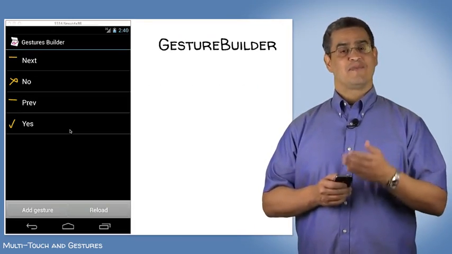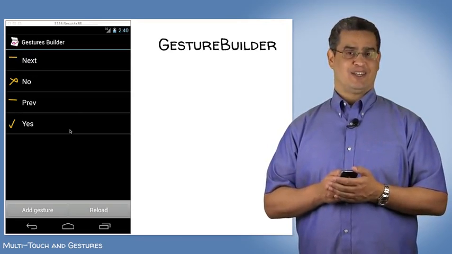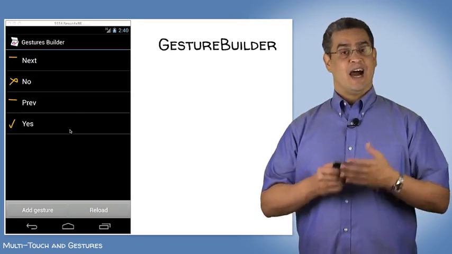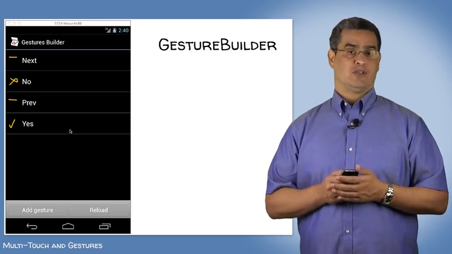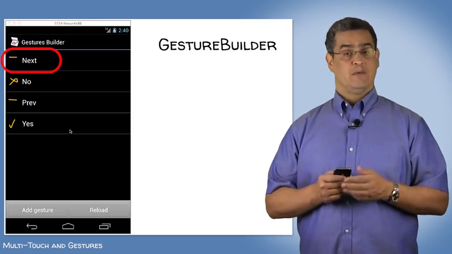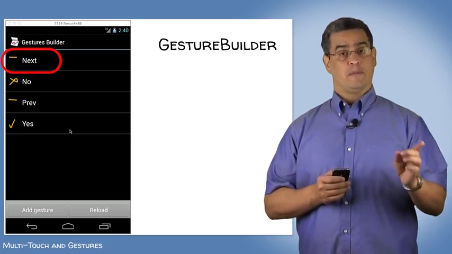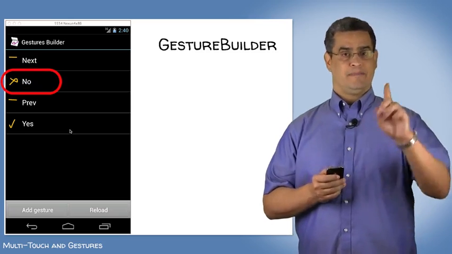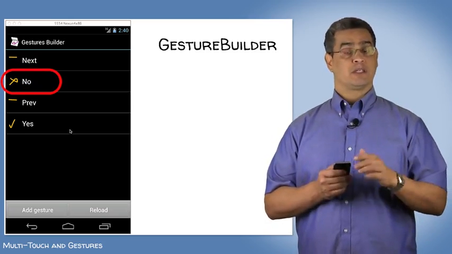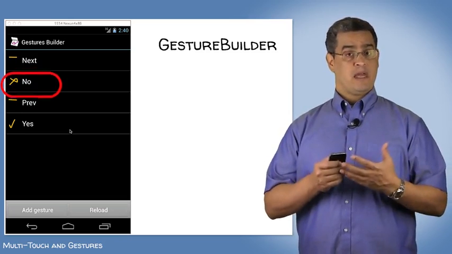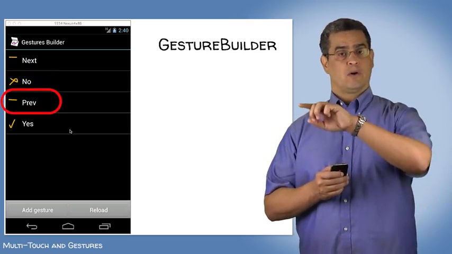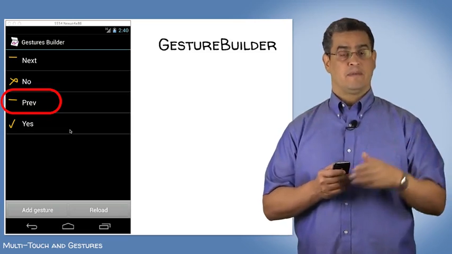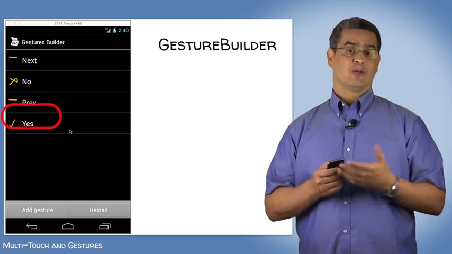Here's a screenshot of the Gesture Builder application. As you can see, I've created 4 custom gestures. Next, which is a horizontal swipe from left to right. No, which looks a bit like an X that you make using a single stroke. Prev, or previous, which is a horizontal swipe from right to left. And yes, which looks like a check mark.